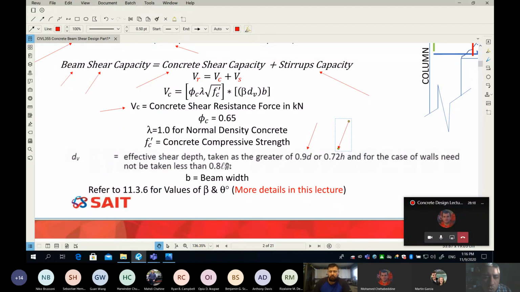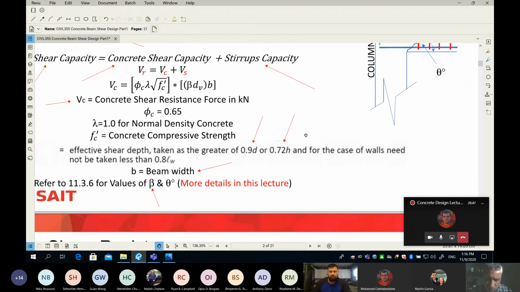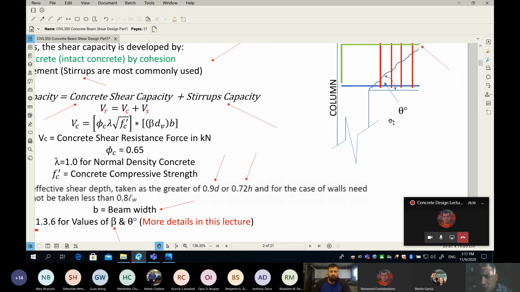And then forget about walls. We're not designing walls in this course. The width of the beam we give the letter b. Then finally, in this equation, everything is known except one variable here called beta. Beta, as I said, is unitless. It is a portion or ratio of d sub v, which is how much is still uncracked. And another term here is called theta. Theta is, as the profile shows, the angle of the crack.